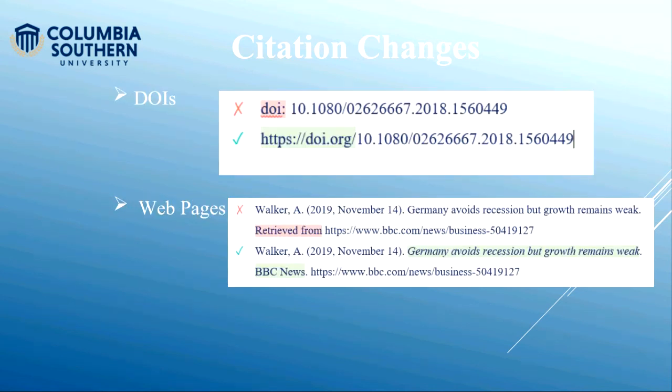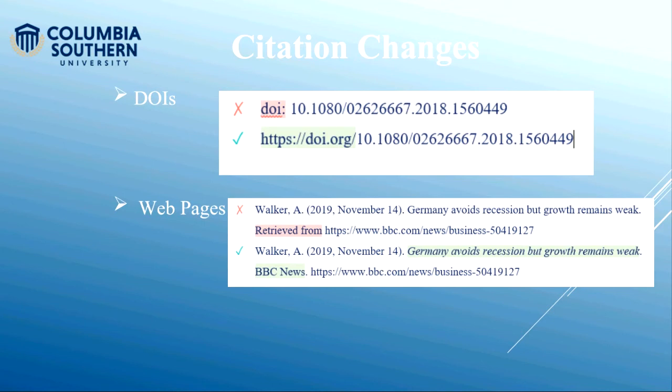Now, DOIs, which Digital Object Identifier is what that stands for. In the 6th edition, you put DOI colon as a label. The label for DOIs is no longer used. You'll see here with the green check mark, the same citation done in the 7th edition format. You now format these as regular URLs.